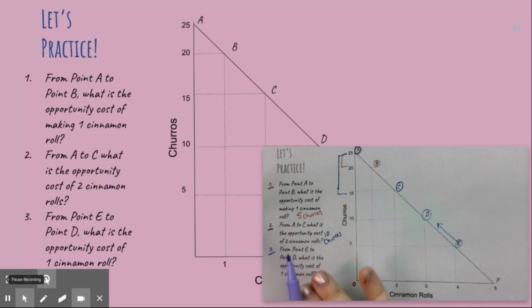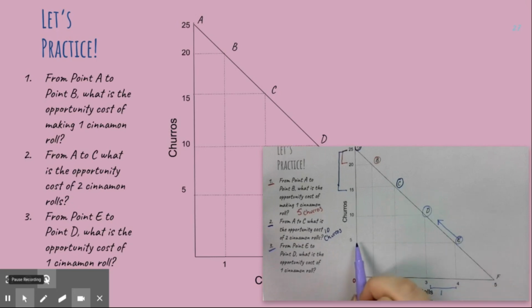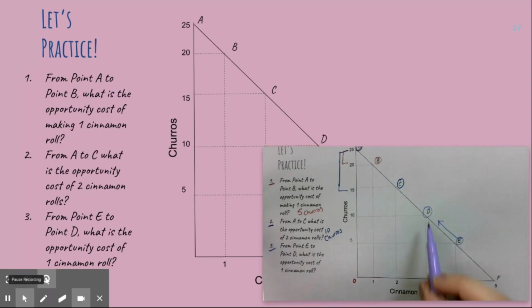This is where it gets tricky. You look down here, you don't see a 1. I see 4 and 3. But it's the same thing because the difference here is 1 cinnamon roll, right? So from point E to D, what is the opportunity cost of 1 cinnamon roll? Well, let's see. We start out at E making 4 cinnamon rolls, yum, but only 5 churros, which makes Miss Keller sad because churros are way better. We move to D where we're making 3 cinnamon rolls and 10 churros, which makes Miss Keller happier.